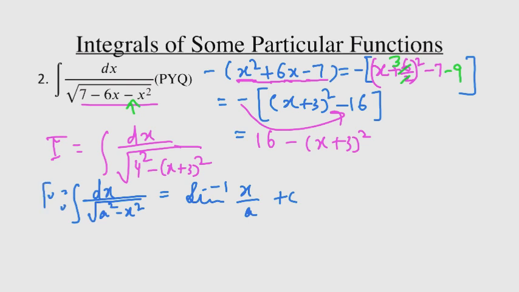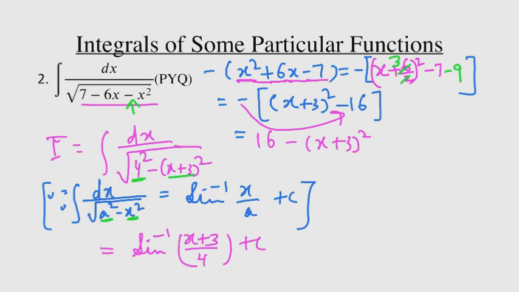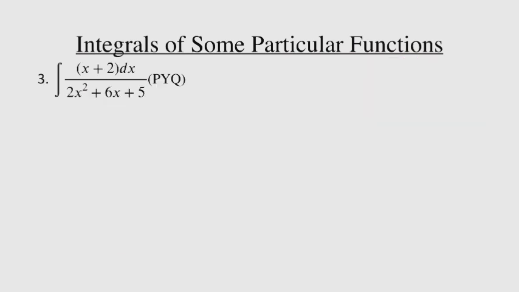Because of this identity, clearly you can see that in place of a we have 4 and in place of x we have x plus 3. That will enable us to write our answer, and our answer is sine inverse of x plus 3 divided by 4. Such kind of questions are asked for 2 marks. Sometimes it can also be asked for 1 mark, but they are going to be asked definitely.